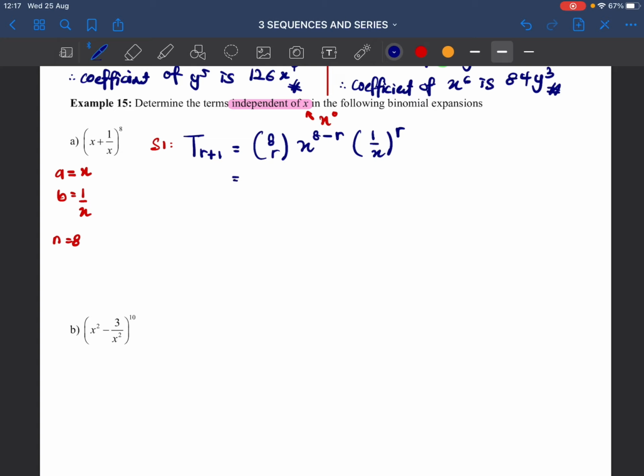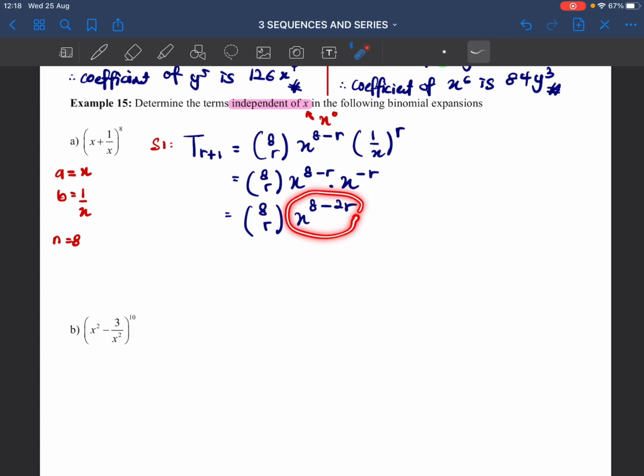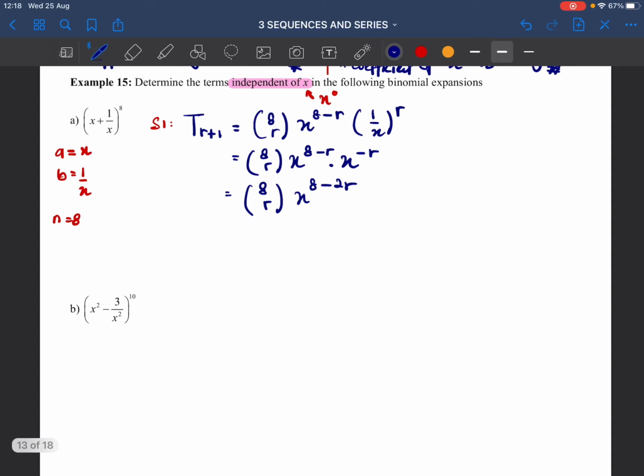So now we will have 8Cr x to the power of 8 minus r. So we know that this is x to the power of negative r. So we can add them, since they are multiplied here, so the power we can add up. So 8 minus r plus negative r, we will have negative 2r. So see, your x is already single. Okay, x is single. So now we can proceed to the next step, which is to find our r.